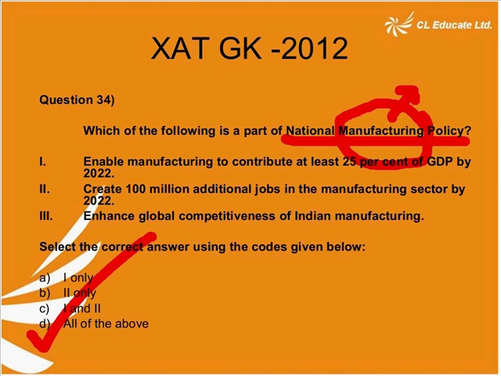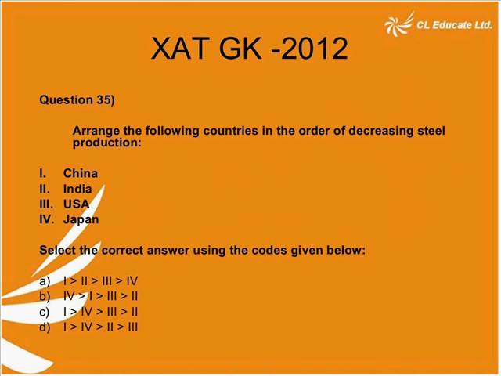Question number 35. Arrange the following countries in the order of decreasing steel production.